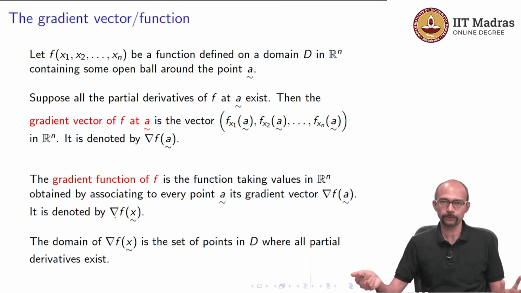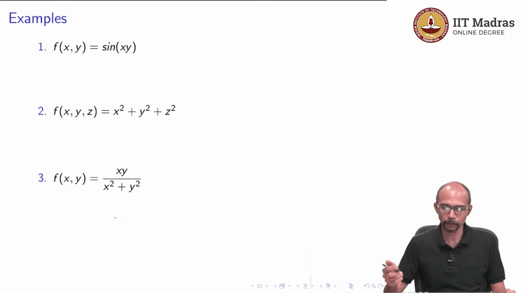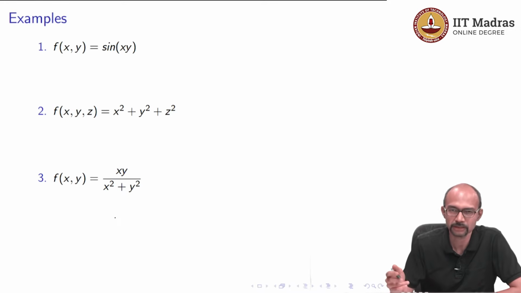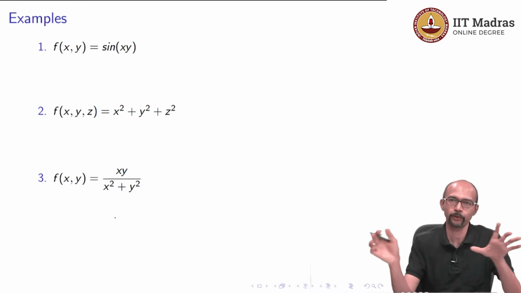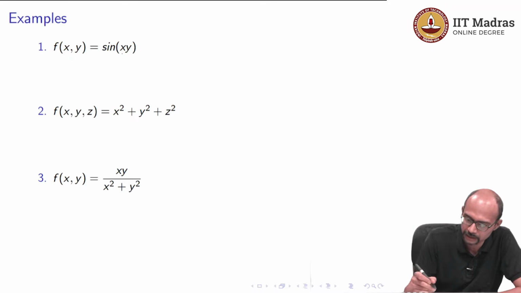So, if this slide is a bit abstract, let us do a couple of examples. This is really easy. All we have done is taken all the partial derivatives and put them into a vector. That is really all we have done, but let us do some examples just to set these ideas straight.